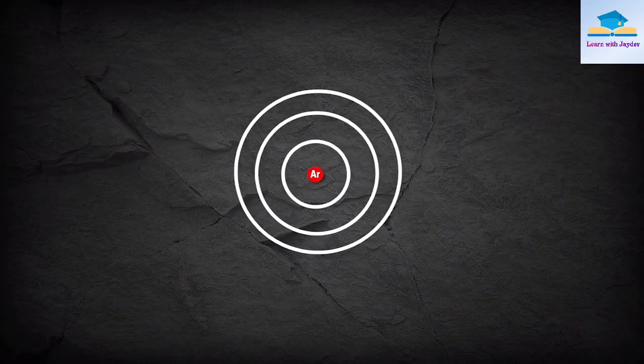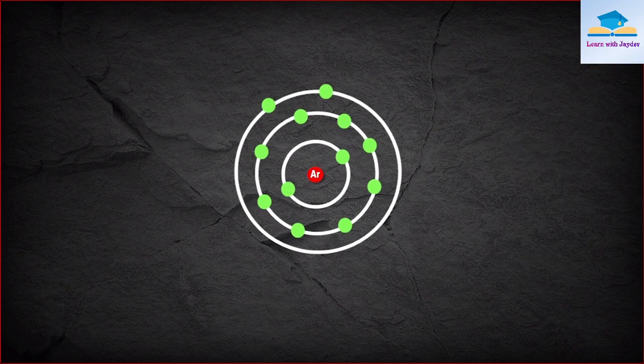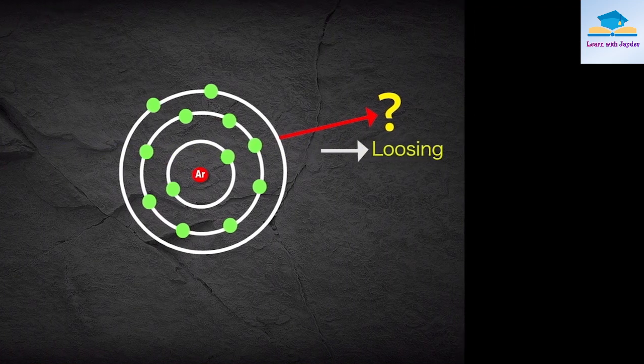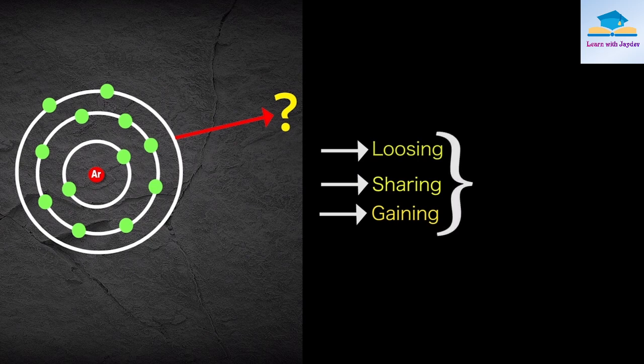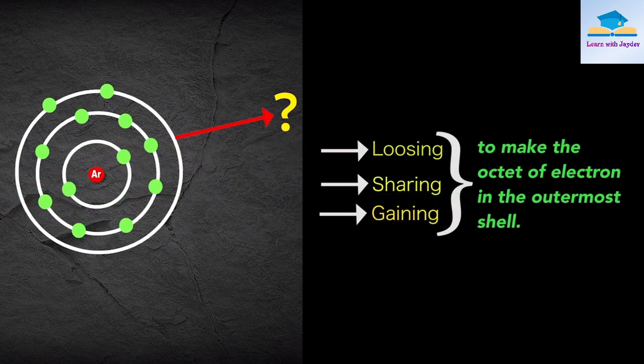The chemical activity is determined by the tendency of atoms of one element to react and form molecules with atoms of the same or different elements. Now, what happens if the outermost shell of an atom is not completely filled? There is losing, sharing, or gaining of electrons in order to make the octet of electrons in the outermost shell.